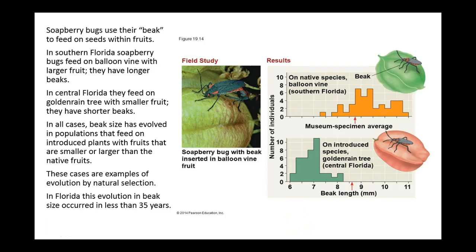Okay, we left off with the soapberry bugs, and what we're doing now in terms of the rest of this teaching unit is talking about more modern ideas, modern discoveries or modern observations, that support what Darwin wrote in his Origin of Species.